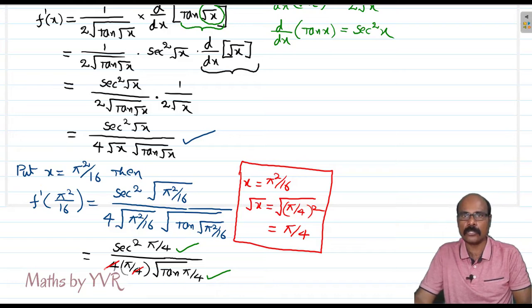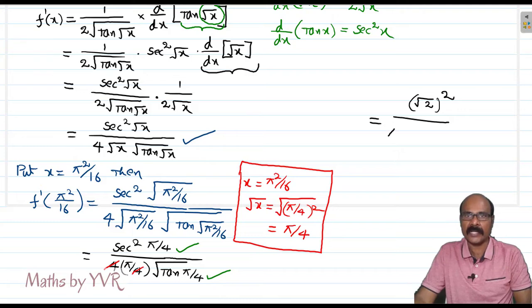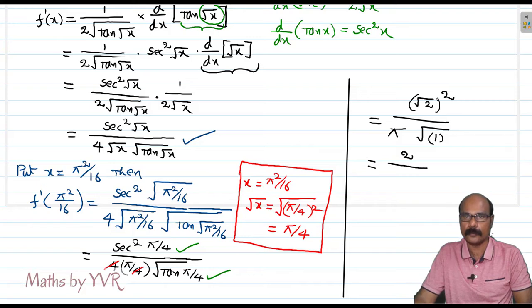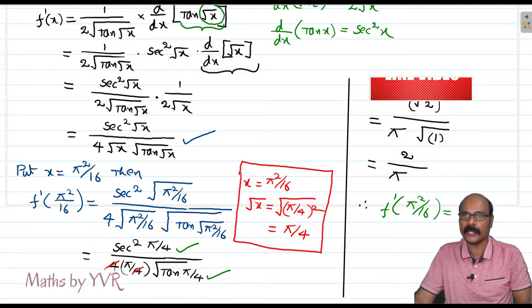See here, that is equal to numerator secant pi by 4 value root 2, root 2 whole square is there by denominator pi into root tan pi by 4, value 1. Tan pi by 4 value 1. Then that is equal to numerator root 2 whole square is 2 by pi into root 1 is 1 only. So therefore, what is the final answer? Therefore, f dash of pi square by 16 value is 2 by pi. So this is the final answer for the given question.